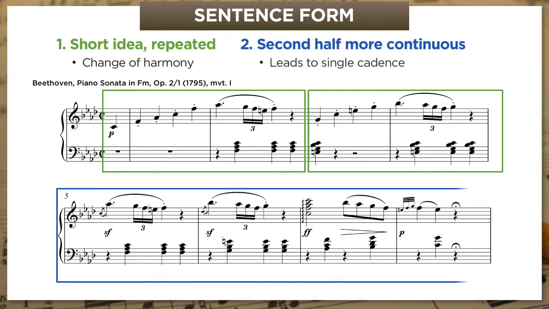Now, the second half of a sentence is usually much more continuous. It's less clearly broken up into chunks, and it always leads to a single cadence, in this case, a half cadence. So let's listen again now, and as we do, try to tune yourself into that characteristic short, short, long rhythm that makes up the sentential organization.